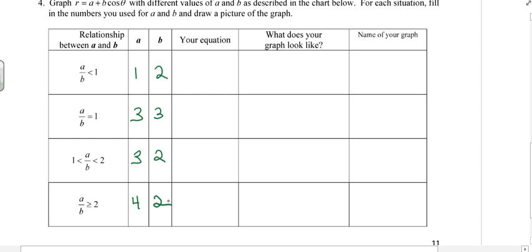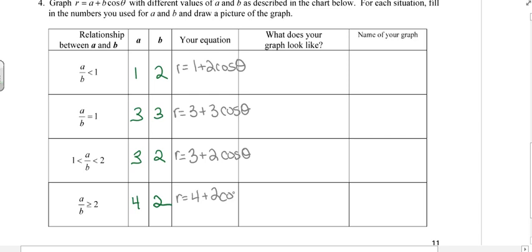So my equation for the first one is going to look like r equals 1 plus 2 cosine theta. For my second one it's going to be r equals 3 plus 3 cosine theta. For my third example, r equals 3 plus 2 times cosine theta. And for the last example, r equals 4 plus 2 cosine theta.